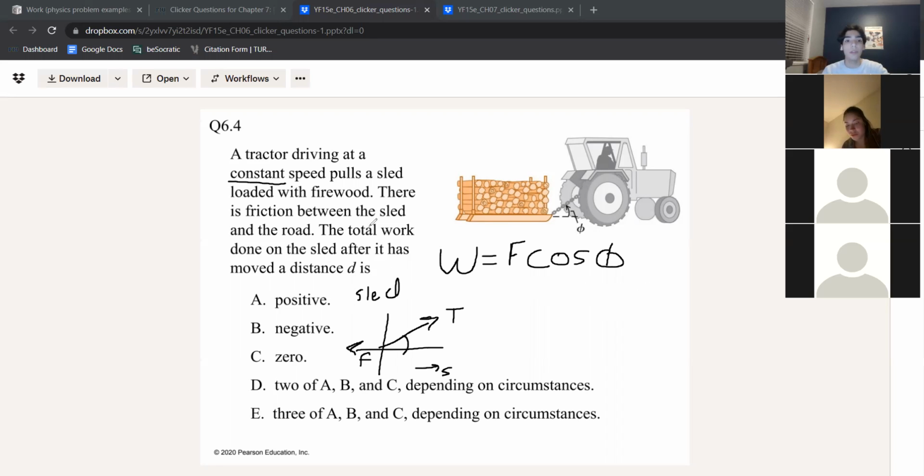There is friction between the sled and the road. The total work done after the sled has... How do you calculate the force of gravity? He was asking for... oh, not the force of gravity. How do you calculate the force of friction?